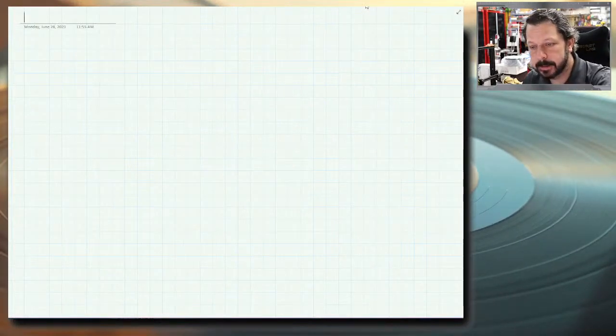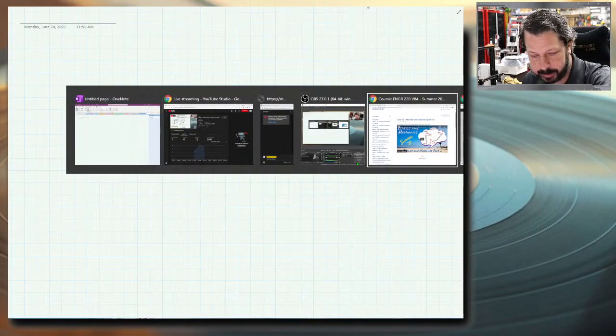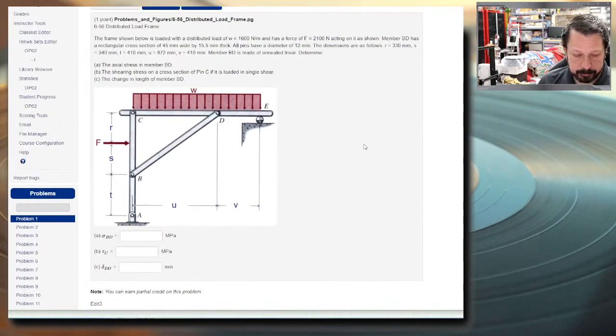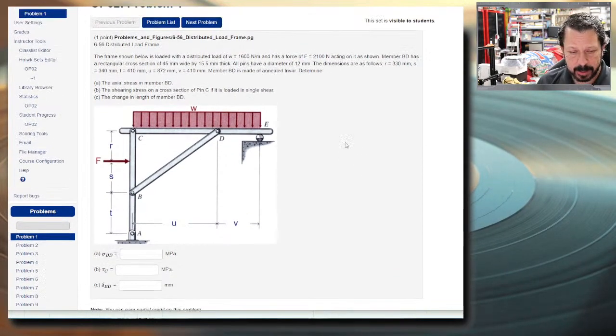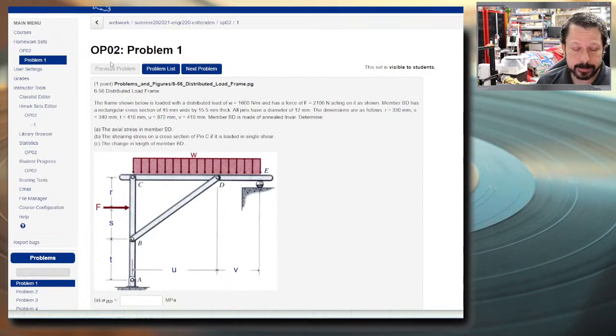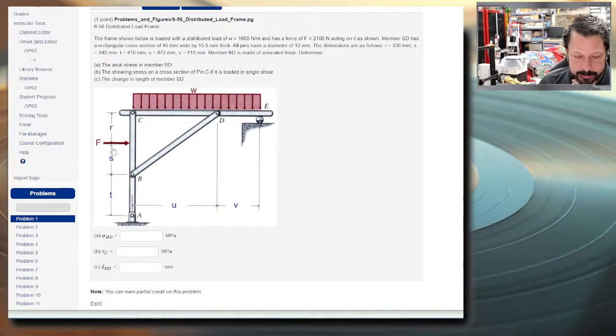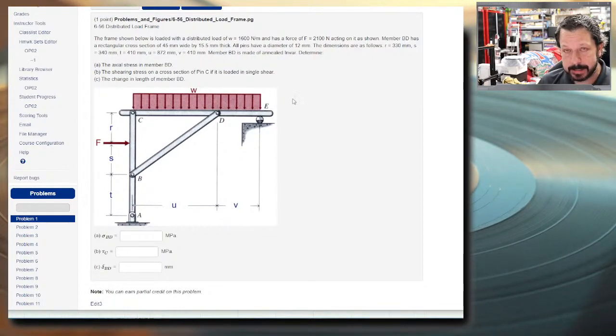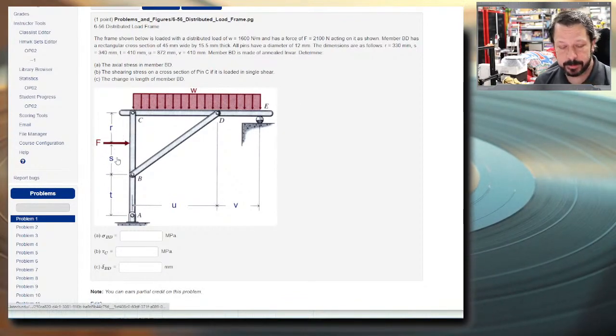We're just going to use some problems. Let's see if I can find the ones I want. Over here in WebWork, we're going to use a couple of these. These are in the optional 2. So optional 2 are kind of the set of problems that are optional but go along with exam 2. And here's a frame. It has a distributed load across the entire top piece up here. The entire beam across the top has a distributed load on it. There's a point load, concentrated load over here on the side also. This point E, the support at E, that's modeling a roller. And then A is a pin.